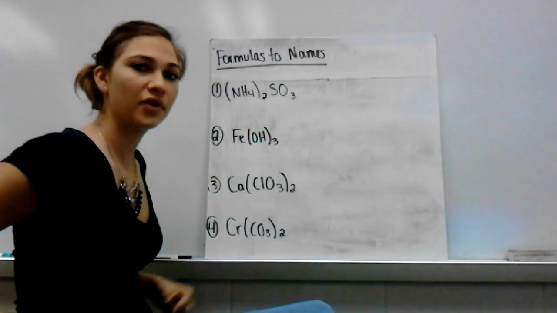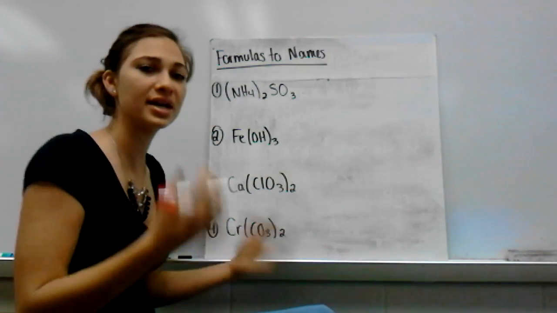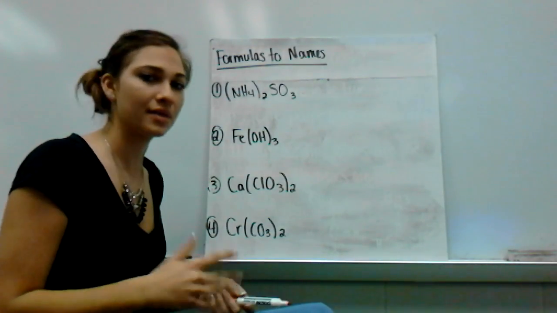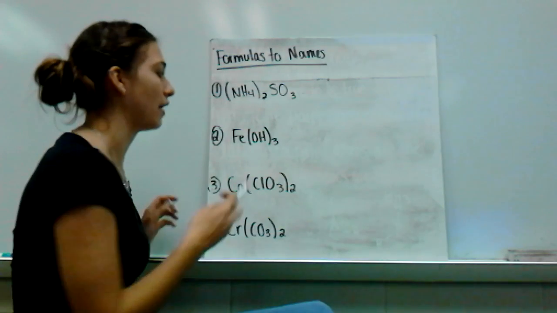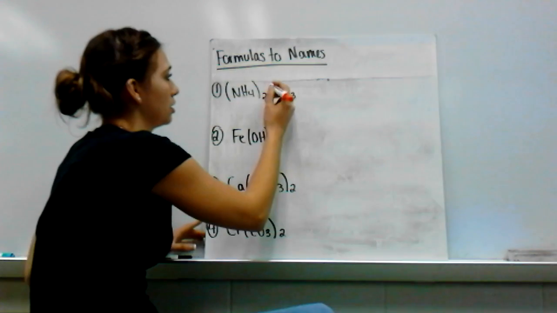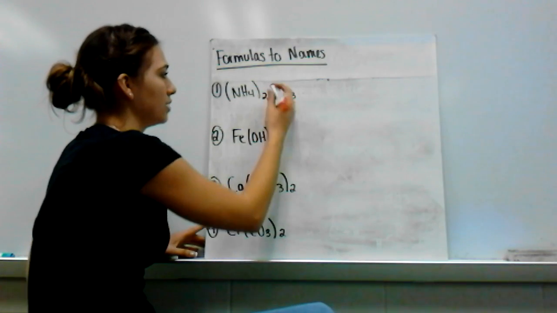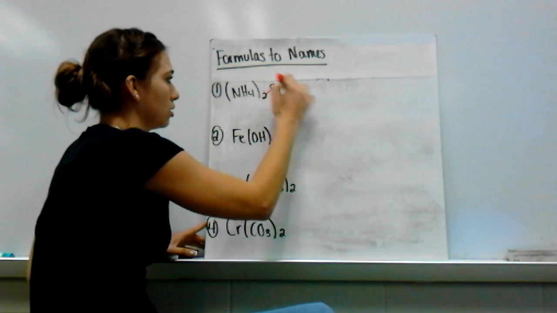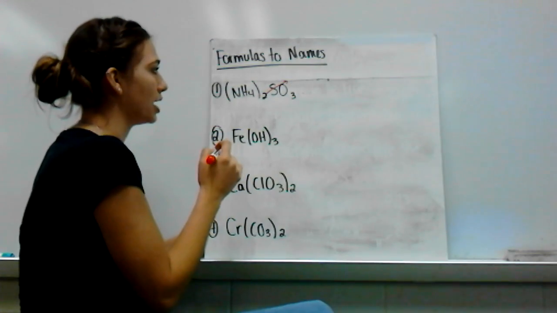Okay, let's go from formulas to names now. Okay, like I said, it's not really any different than what we did in the past. Still follow the same process, we just have some polyatomic ions in there now. So if you have a formula and you're going to names, you need to crisscross your charges back up.